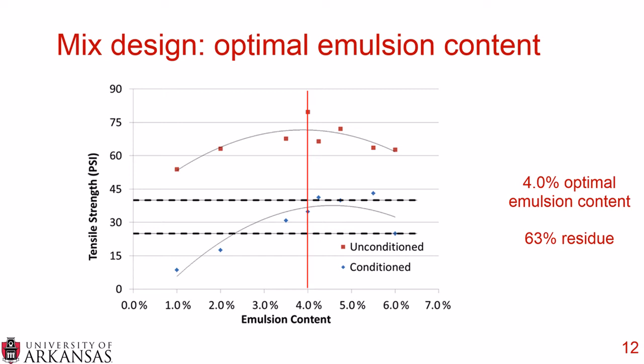Now, optimal emulsion content does include both the asphalt binder and the water component of the asphalt emulsion. And since we were using a 63% residue, which means that 63% of the asphalt emulsion was asphalt binder, we needed to ensure that when we were making our samples, our optimal moisture content included both added water and the water in the asphalt emulsion.